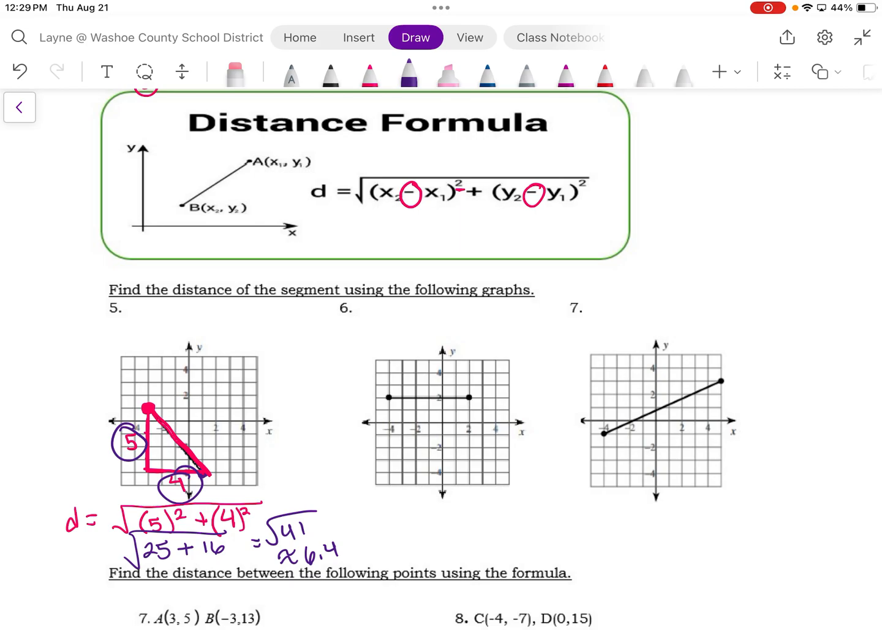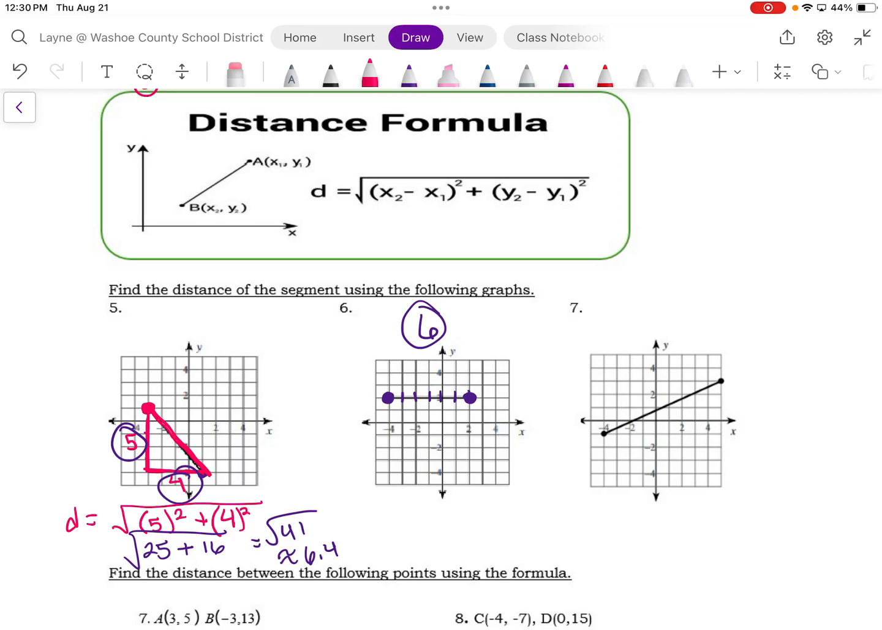All right, next one. This one should be easier to count the distance because I can actually just count it. This is going horizontally. I can easily count the distance from here to here. This goes 1, 2, 3, 4, 5, 6. So this answer should be 6. To confirm this answer, I'm going to plug it into the formula just to give us a little more practice with the formula. But our answer in the end should be 6 if we do everything correctly.